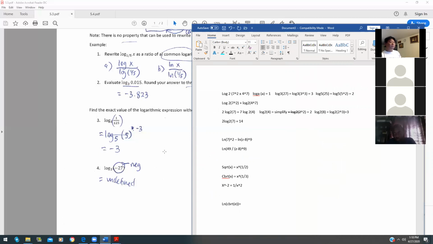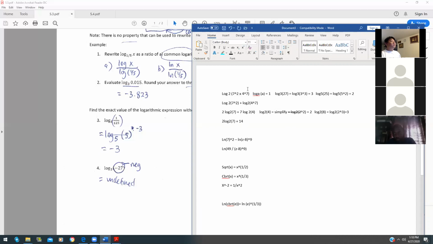Anyone? Cube root of e? What does a cube root mean? Power what? What is the power for a cube root? Not 3. Cube root is not the same thing as power 3. 3 is cube. What is the cube root power? 1/3. Yes. So this answer will be ln e to the power of 1/3.